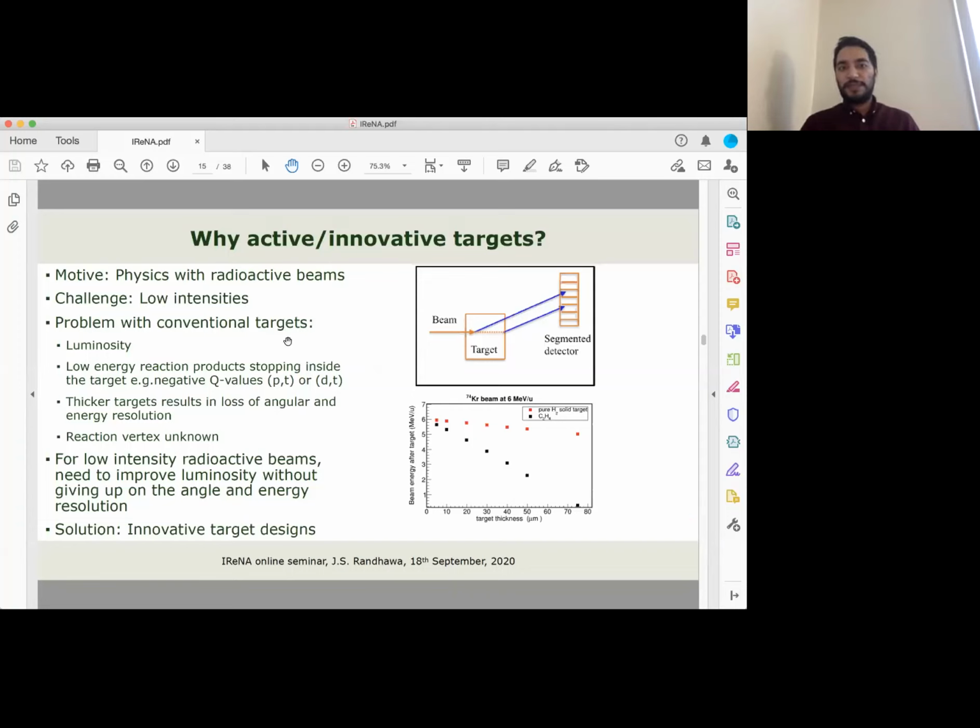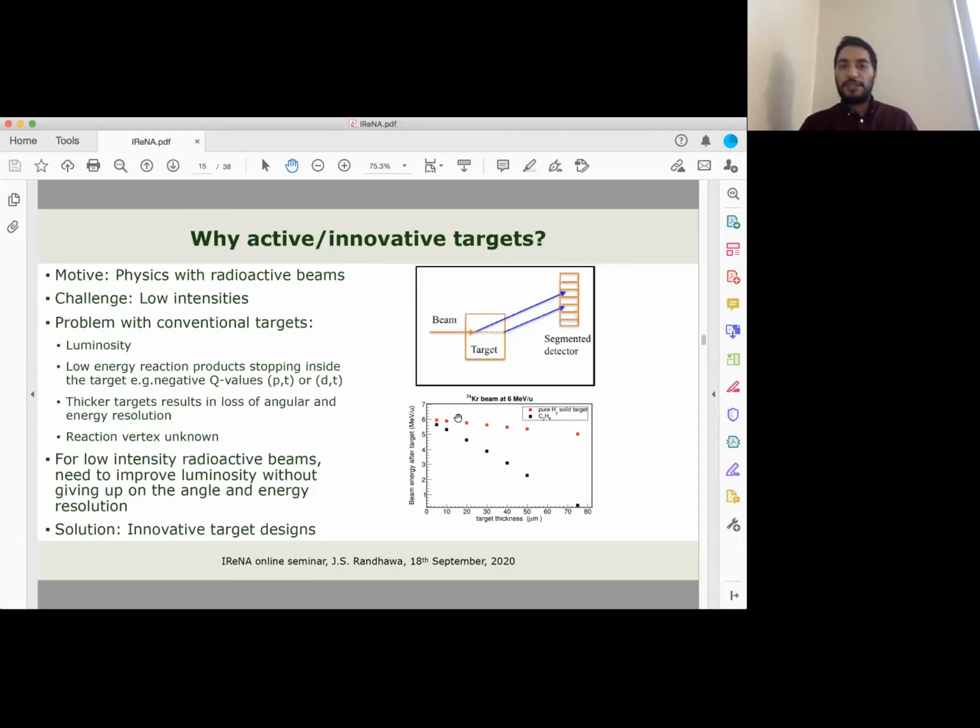The problem with the conventional targets is that you lose luminosity, and sometimes the reaction products have such low energy that they will not even come out of the target. And if you try to make the target thicker, this is a little bit of an exaggerated picture to demonstrate, for example, if your target is thick, I show two particles scattered at the same angle, but they're being deposited in different segments, and you will record them as different angles.